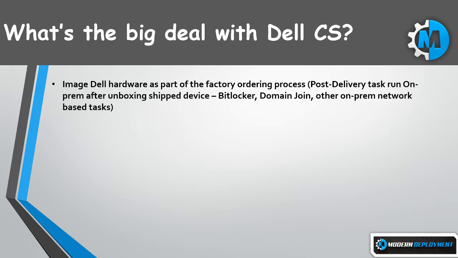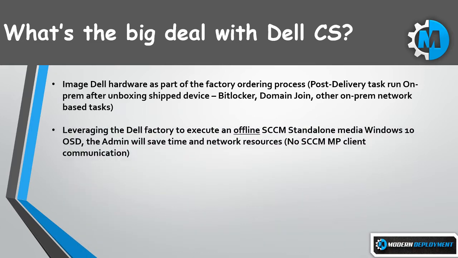some sort of network check if you add that, or a ping delay. You can add that to the task sequence, or some sort of GUI pop-up for naming the computer or renaming the computer, and it will resume the process, join the domain, encrypt the machine, and any other on-premise activities that you might have. The other advantage, the other big deal, is that you're able to leverage the SCCM standalone media for Windows 10 OSD. So this saves time, actually.